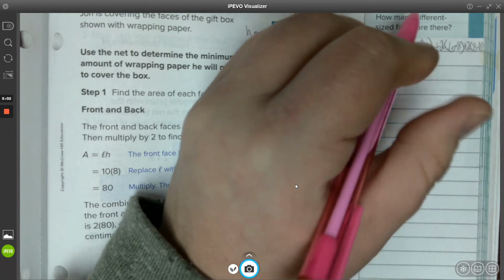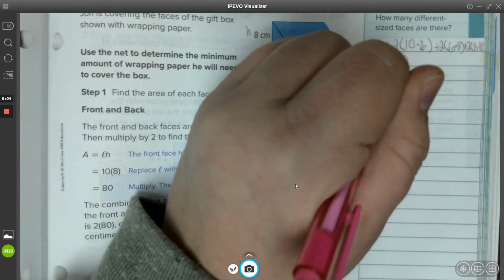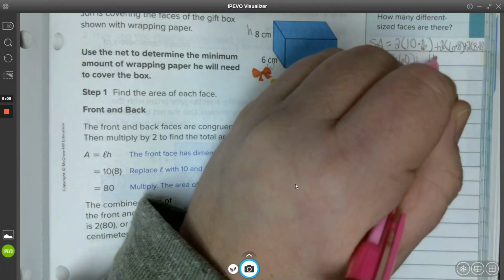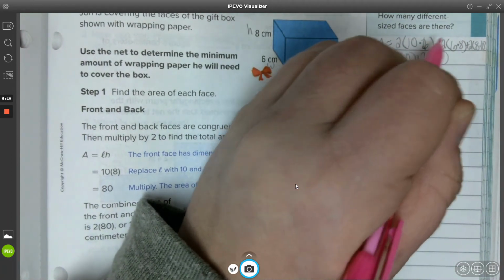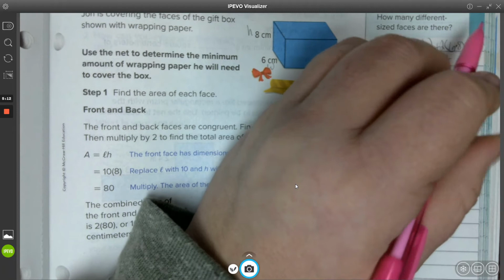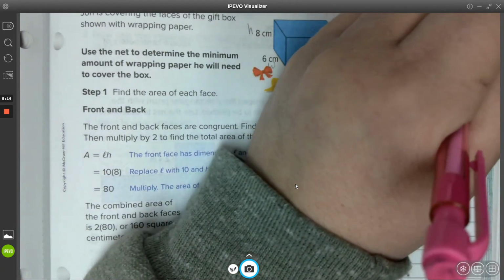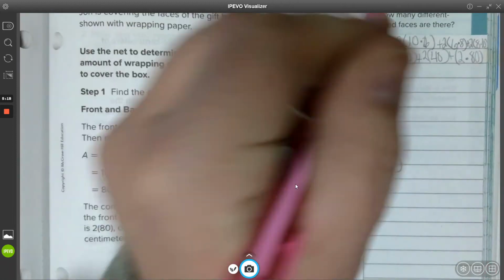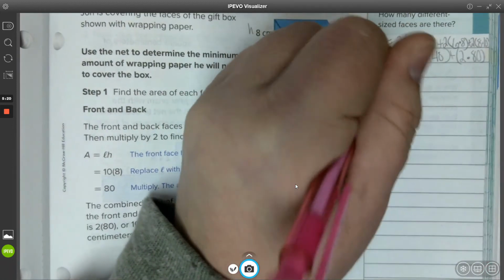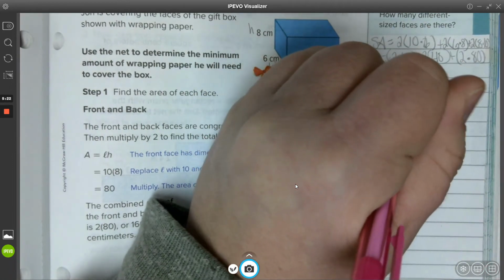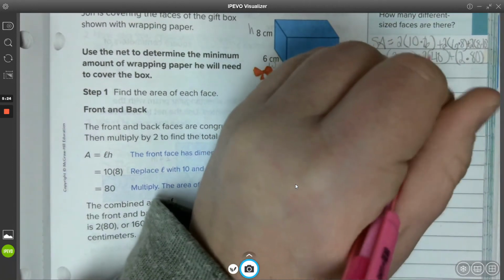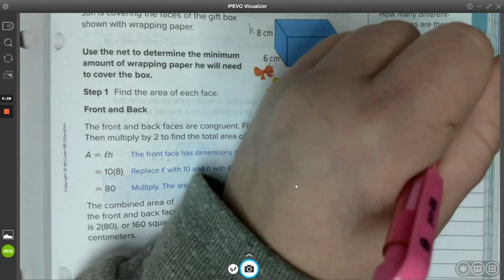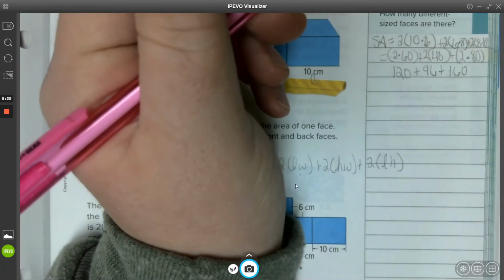6 times 10 is 60. So we're going to do 2 times 60. 6 times 8 is 48. We're going to do that times 2. And 8 times 10 is 80. And then we're going to multiply that times 2. And now we're going to keep going. 2 times 60 is 120. 2 times 48 is 96. And 2 times 80 is 160.